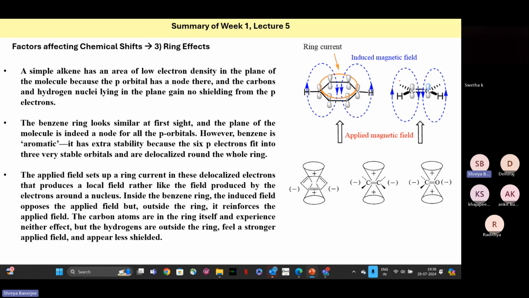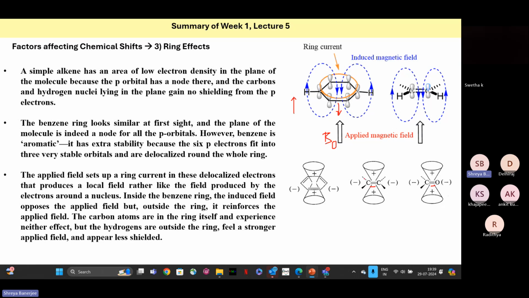In the ring effect, what happens is that if you imagine the benzene ring here, when an applied magnetic field is supplied along the upward direction, there is a ring current in benzene. Like here benzene is shown, but if it is just a double bond like C double bond C or C double bond O, even then the pi electrons will form a current. And due to the current in the pi electrons, the magnetic field induced will be in the opposite direction in the middle of the ring, but it will be in the same direction outside the ring.